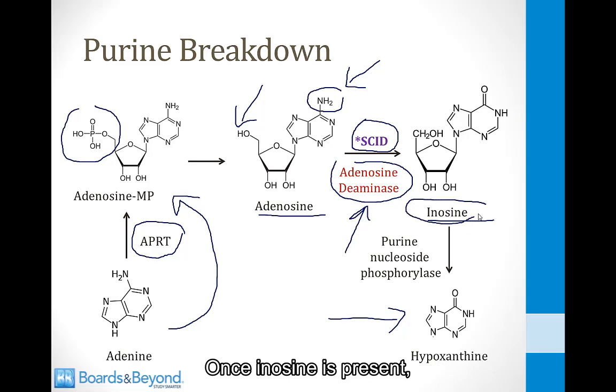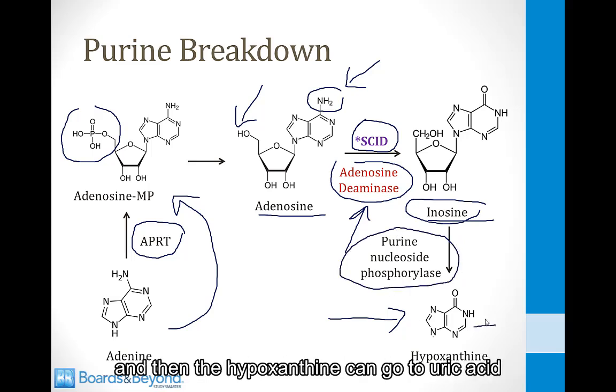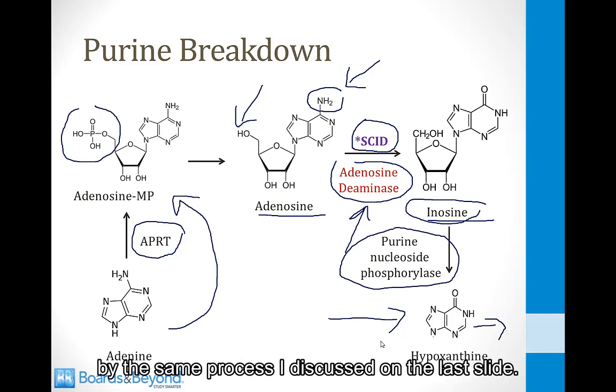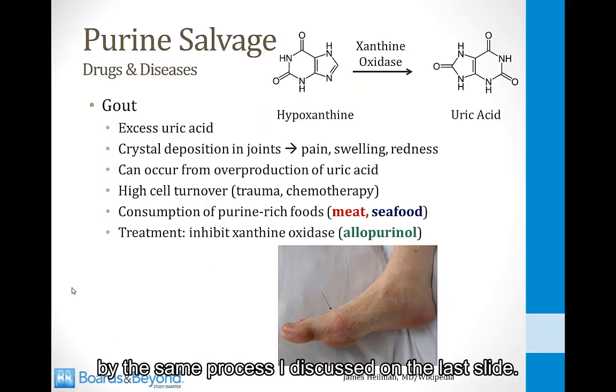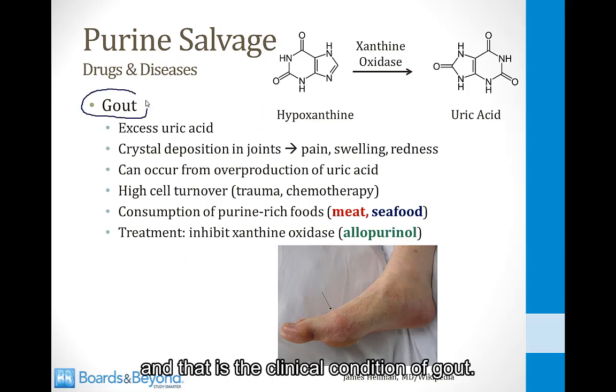Once inosine is present, it can be converted into hypoxanthine by an enzyme called purine nucleoside phosphorylase, and then the hypoxanthine can go to uric acid and be excreted in the kidneys by the same process I discussed on the last slide. There's a relatively common clinical condition that ties in nicely with purine salvage and breakdown pathways, and that is the clinical condition of gout.